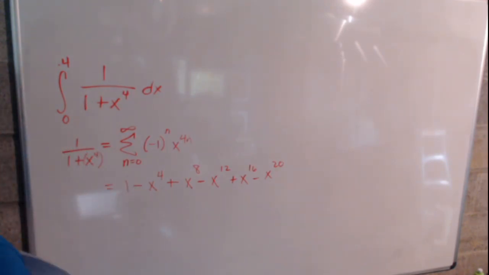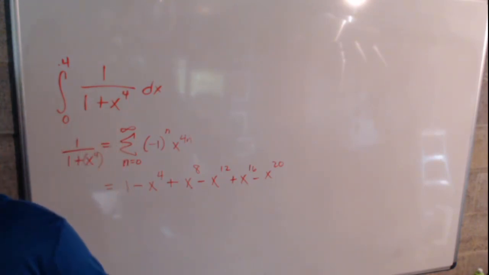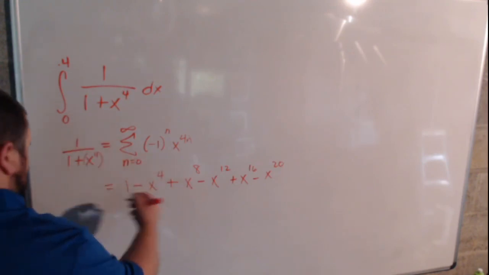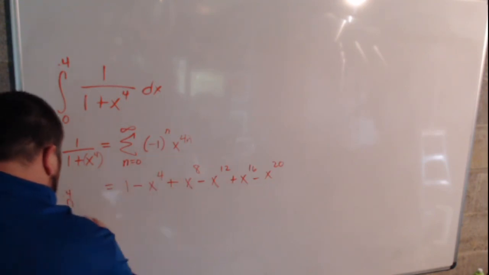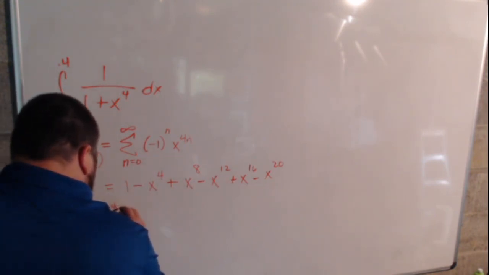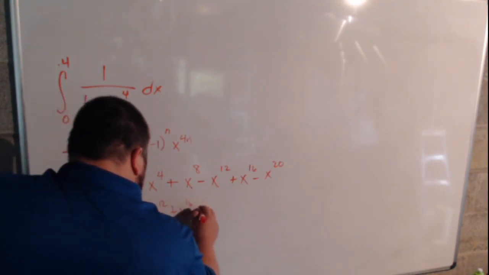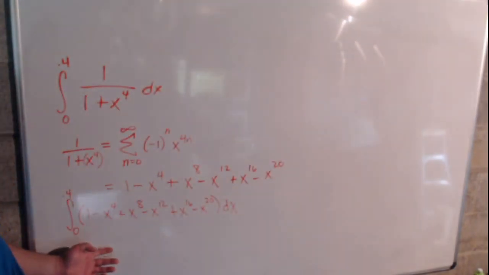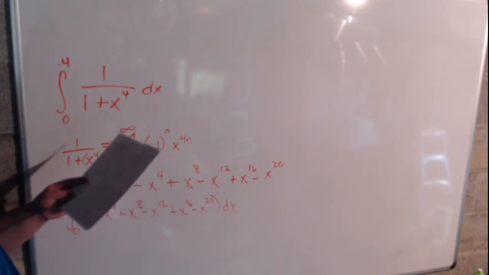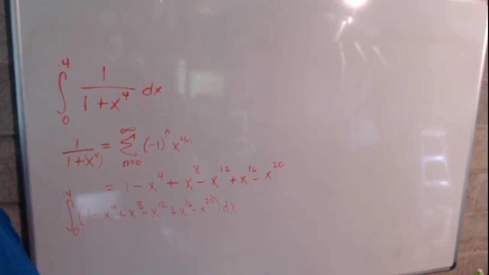All right. So if this is the representation of that function, well then I can just integrate that. So integrate 0 to 0.4 of 1 minus x to the 4th plus x to the 8th minus x to the 12th and so on dx. And we should all love this guy because the integral is simple for polynomials.